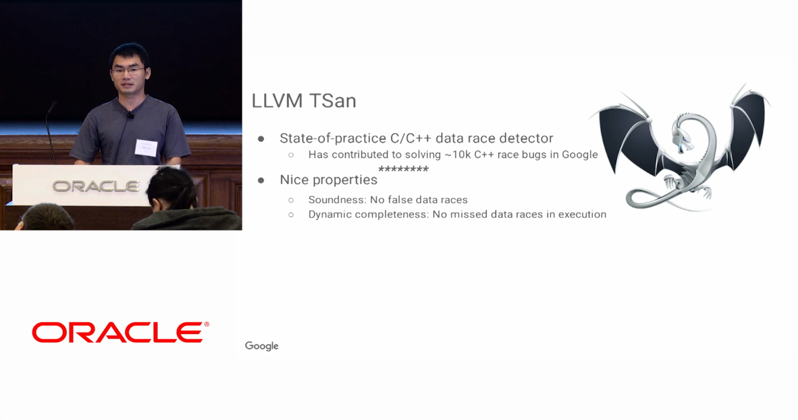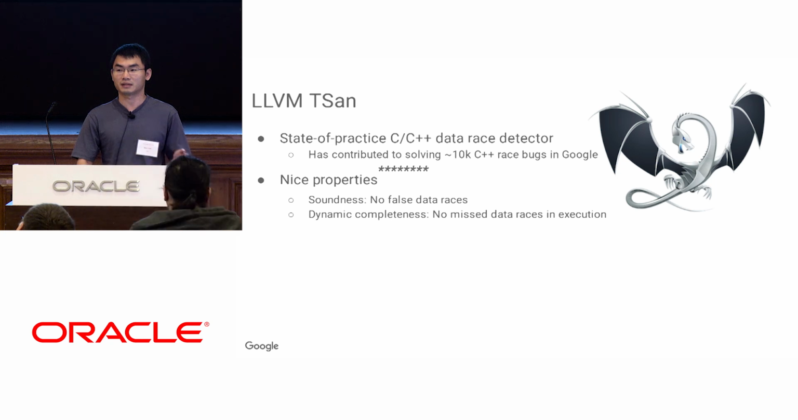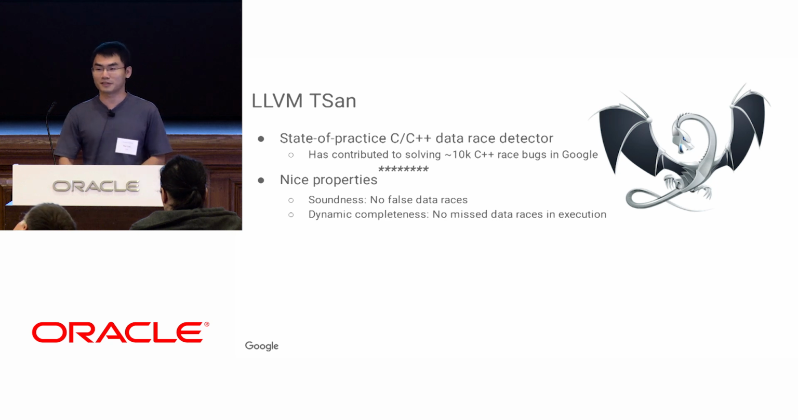If the implementation has some bugs or some incompleteness, the actual runtime may either report a false race or miss some races. For example, if you don't instrument certain cases of synchronization, such as synchronization actually implemented in assembly, then the Tsan runtime does not know about that synchronization, so it can miss a race. Fortunately, in most cases, the LLVM Tsan provides both of the properties, so it can detect the races correctly, soundly and completely.